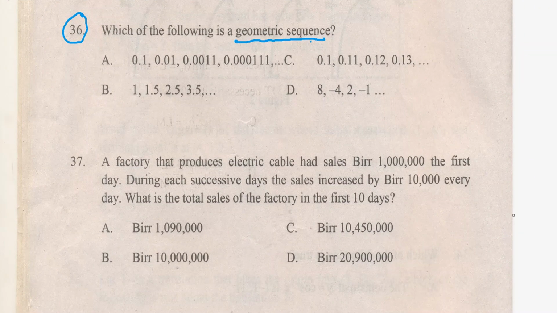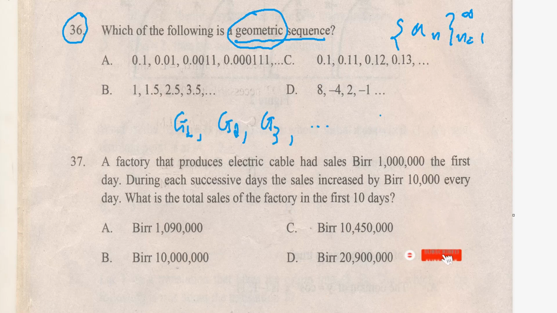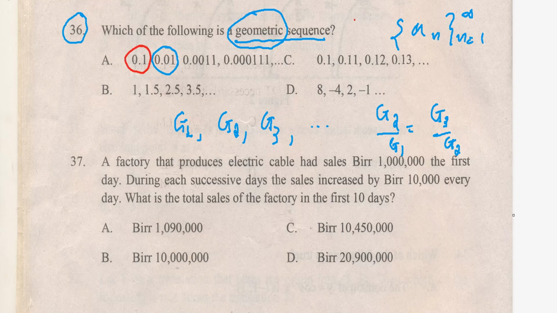Question number 36: which of the following is a geometric sequence? We have to remember the definition of a geometric sequence. A geometric progression is characterized by a common ratio. That means the ratio of every successive pair of terms should be constant. That is, g2 divided by g1 must be equal to g3 divided by the previous term g2.